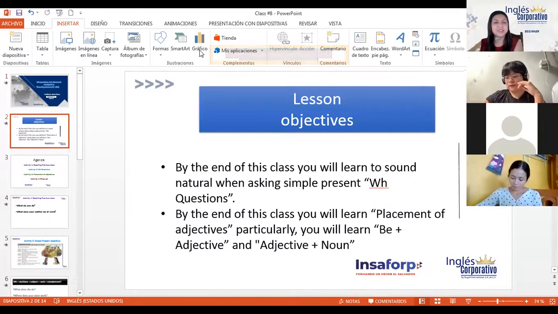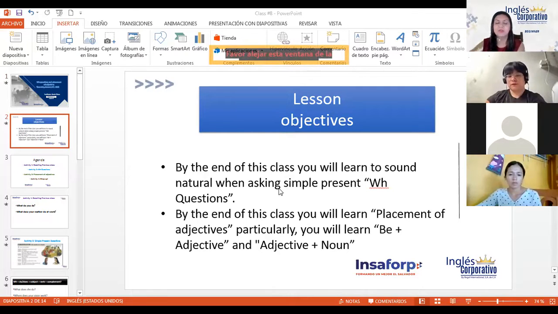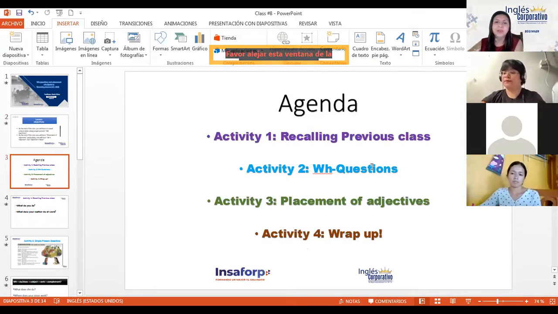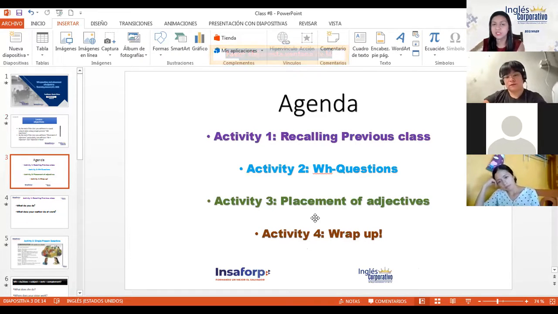The objectives are, by the end of this class, you will learn to sound natural when asking simple present WH questions. And the second objective, by the end of this class, you will learn placement of adjectives. Particularly, you will learn be plus adjective and adjective plus noun. Okay. Activities in the agenda. We have the first, recalling previous class. Activity 2, WH questions. Activity 3, placement of adjectives. And activity 4, wrap up.